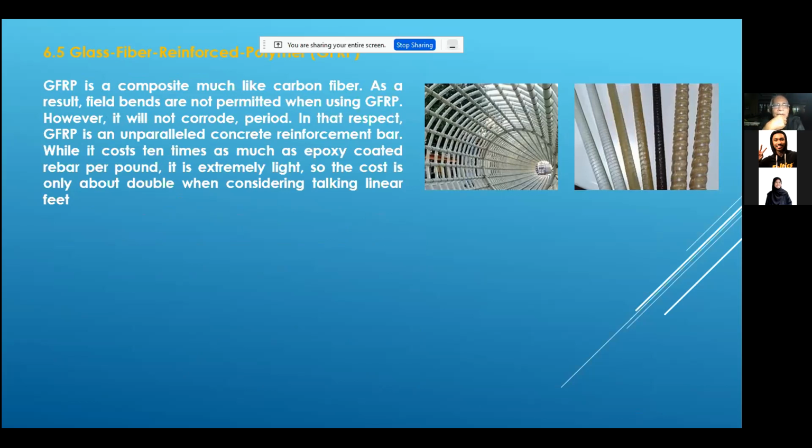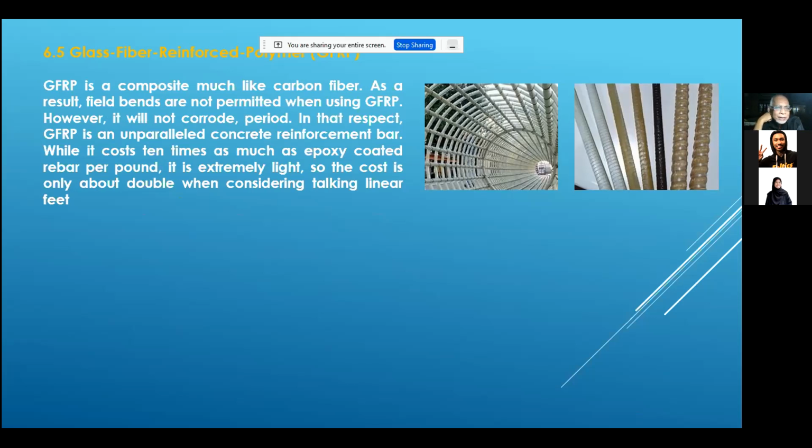The other one is glass fiber reinforced polymer. The rebar itself is made of glass fiber instead of steel. Okay, that is a composite, like carbon fiber. As a result, field bends are not permitted when using GFRP. However, it does not corrode. In that respect, GFRP is an unparalleled concrete reinforcement bar. It costs 10 times more than epoxy coated.